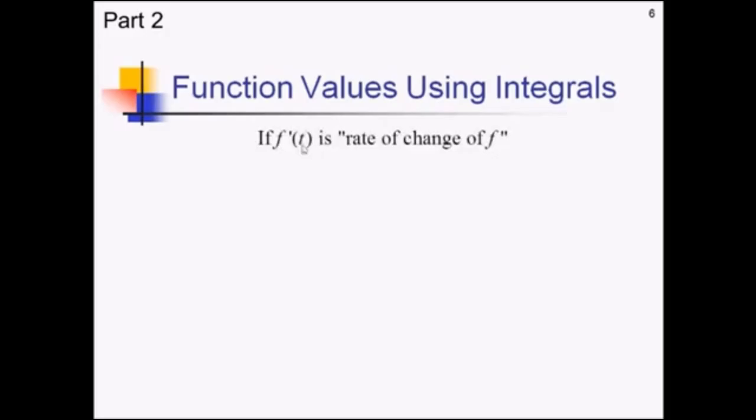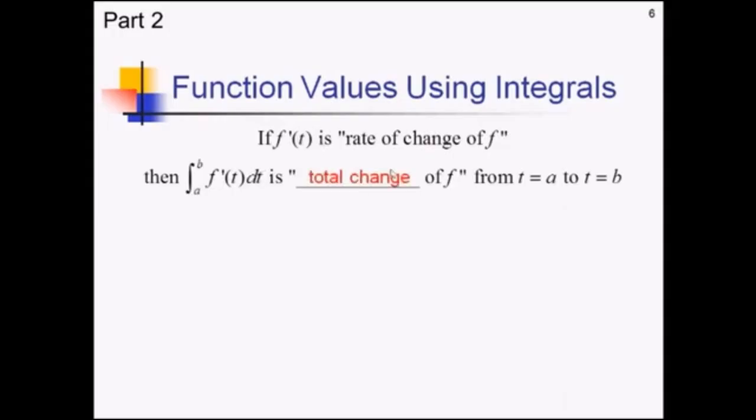So let's say that f prime of t is the rate of change of f. It follows then that the integral of that rate of change is going to be the total change of the function from a to b. If I'm taking all these little tiny changes and adding them up, I get the total change. So keep this in mind because it's going to be an important concept for what follows here.